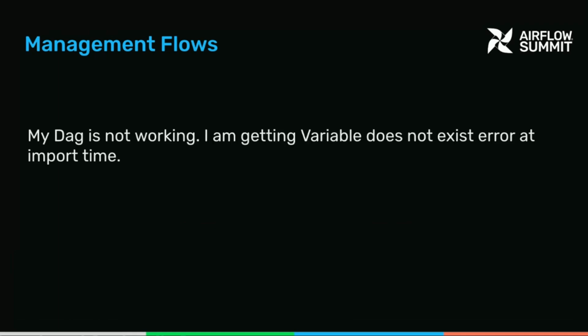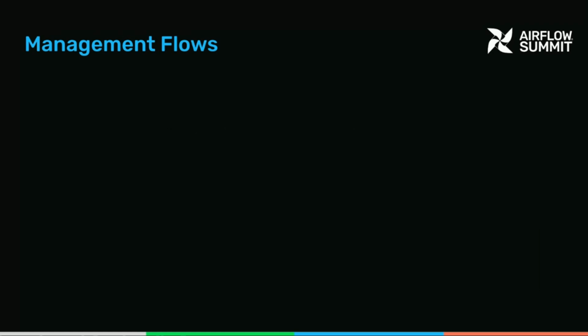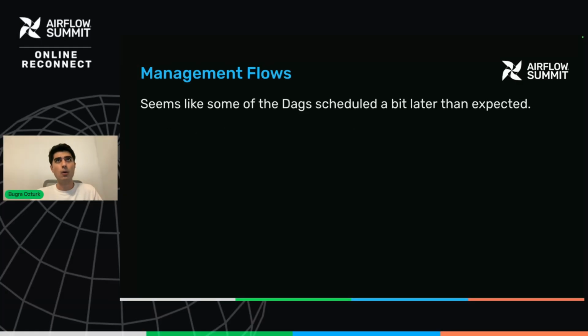So my DAG is not working. I'm getting a variable doesn't exist error at import time. So it's simple, right? I can just create a variable, and of course Airflow CTL provides that. I'm using variables create, and it's creating our variable using the API. And now the DAG can run fine. So let's see another use case.